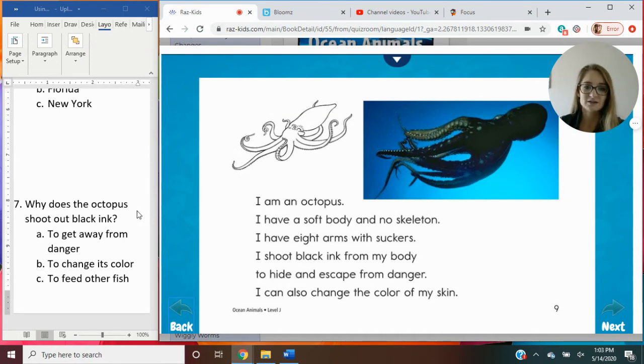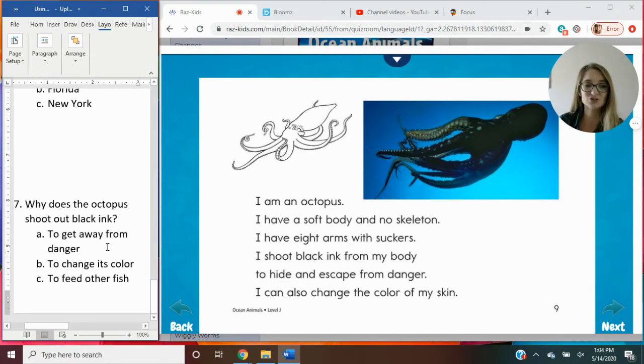Okay. Let's read again. I am an octopus. I have a soft body and no skeleton. I have 8 arms with suckers. Ding, ding, ding. I shoot black ink from my body to hide and escape danger.